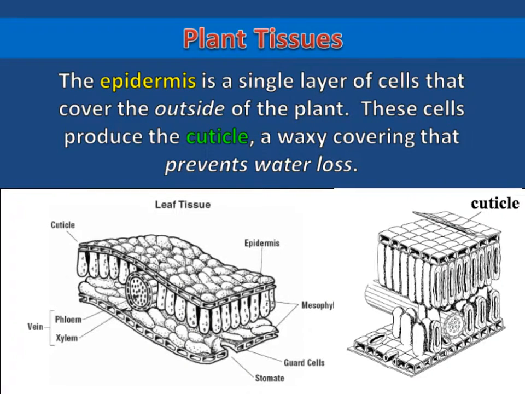So unlike animals and humans, plants have a cell wall, and that outer layer is called the epidermis. And the epidermis is just a single layer of cells that cover the outside of the plant. So on number 2, it says what type of tissue lines the outside of the plant? The answer, epidermis.